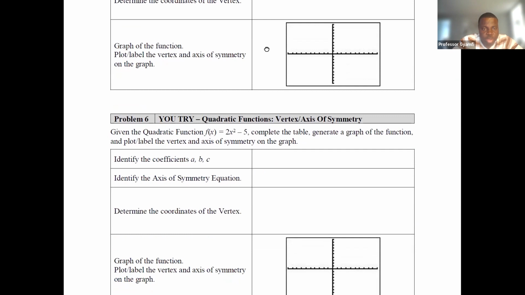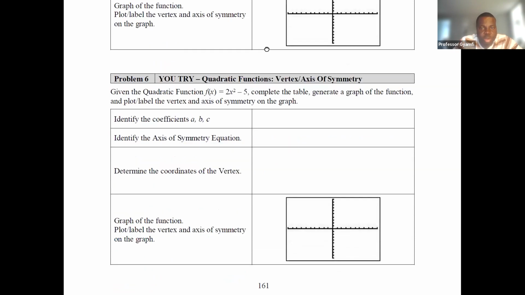Now, in problem 6, again, we have a function f of x equals 2x squared minus 5. For this one, a equals 2. We already did the coefficients, right? I think in problem 3 or something like that. b equals 0. c equals negative 5. Now, what is the equation of axis of symmetry? I have to find the coordinates of the vertex. How do I do that?